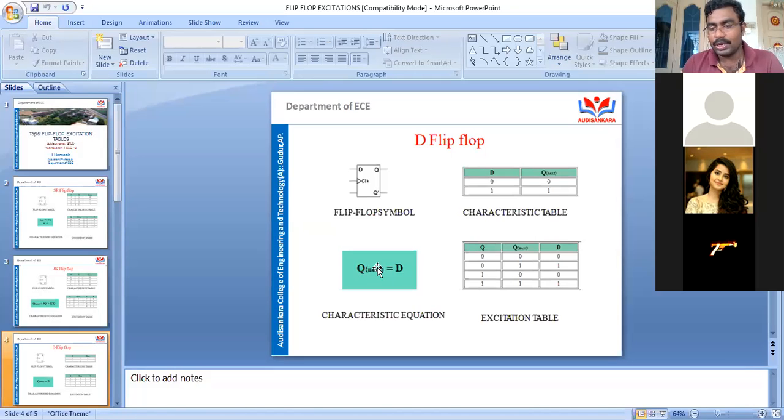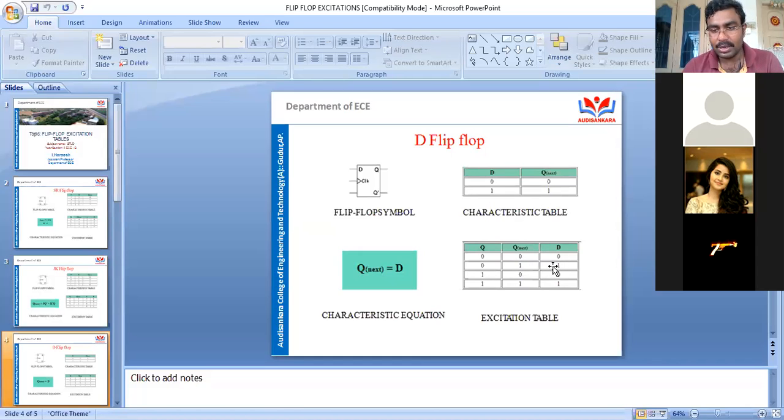Input is always equal to output. Whatever input you are giving, that will come directly in the output. So in your excitation table also you have present state and next state. This is nothing but output. That output can be directly taken into the input.